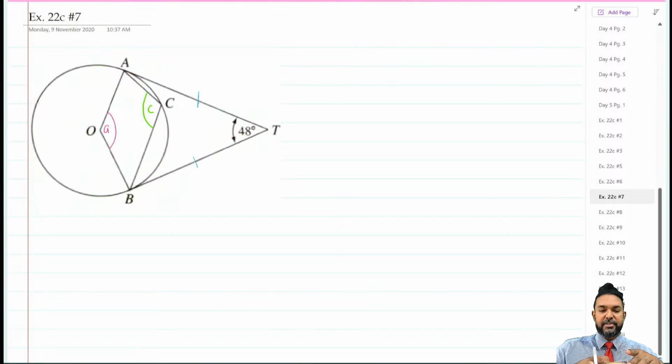Right, guys, so we're in math class now. We're working some circle geometry or circle theorem. So, do you know how to find angle A and angle C given the information in the diagram here?